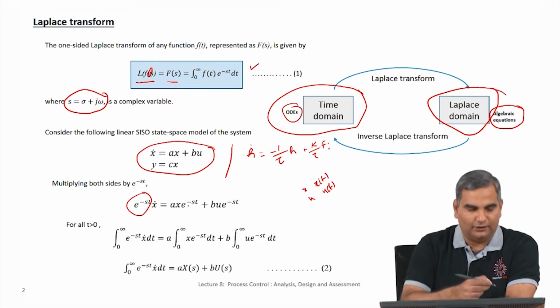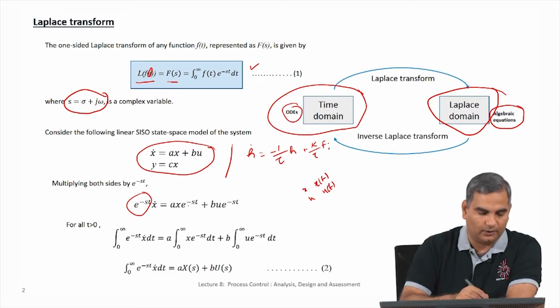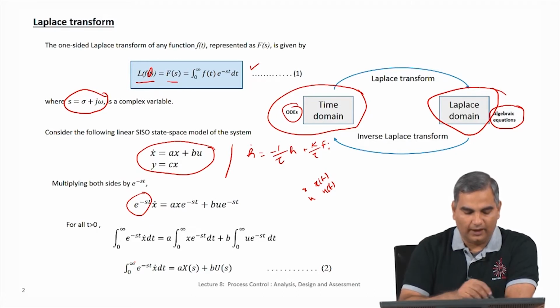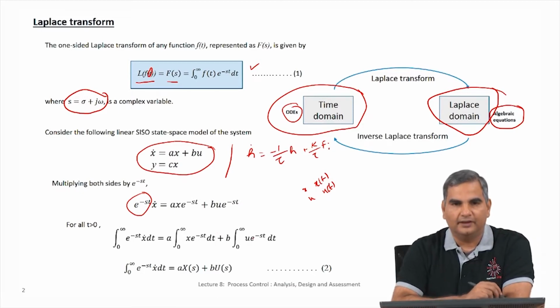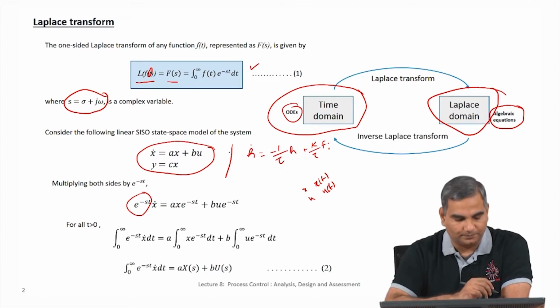Now, there is nothing to stop us from integrating this equation from 0 to infinity. So, I go ahead and integrate: integral 0 to infinity e power minus st x dot dt equals a integral 0 to infinity x e power minus st dt plus b integral 0 to infinity u e power minus st dt. So, till now we have taken these equations and simply multiplied by some term, which I am allowed to do, and simply integrated, which I am allowed to do also.